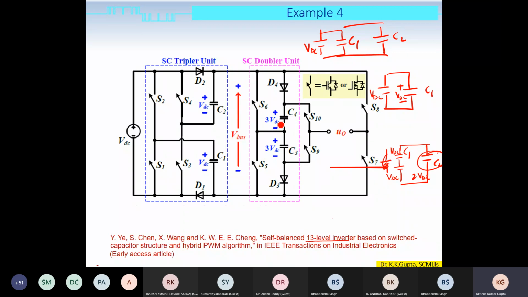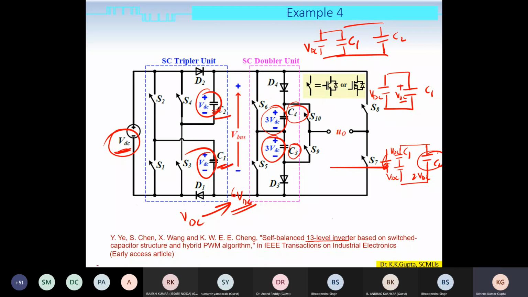Okay, so what these people are doing here, they have a voltage source of VDC. They are bringing C2 and C1 in parallel with the source so that these capacitors are getting charged to VDC. And now they are bringing the series connection of VDC, C1 and C2 with C4. So C4 gets charged to 3 VDC. Similarly, C3 also gets charged to 3 VDC, which means that the output voltage goes up to 6 VDC. So from VDC, you are boosting the voltage to 6 VDC.